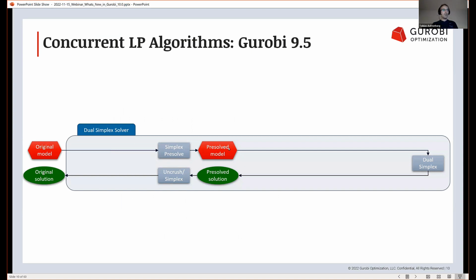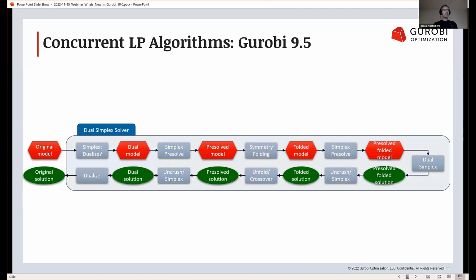Then you get the presolved model, and on the presolved model you apply the dual simplex procedure, which produces a solution for that presolved problem. And then you need to uncrush that solution and the basis, and this gives you an original solution with an original optimal basis. This is what you want. And of course, there are now many steps in between that you can add to improve performance.